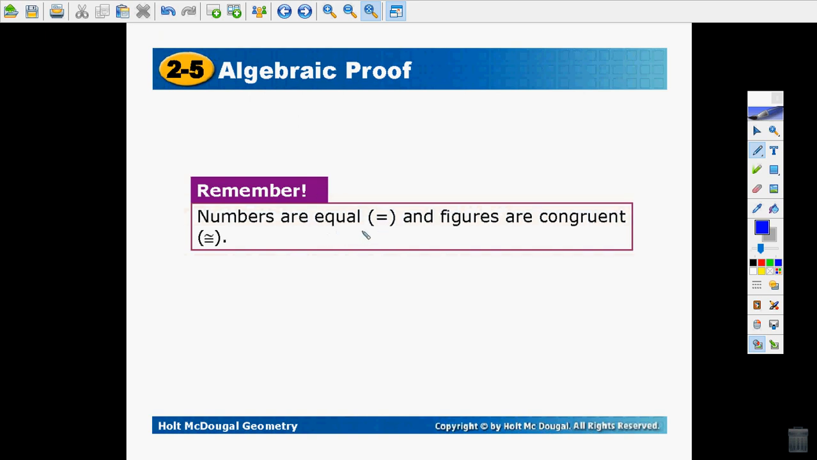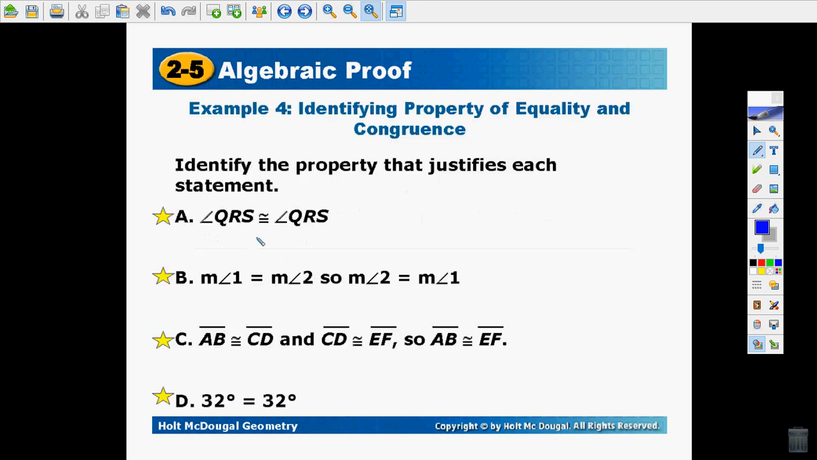Again, numbers are equal, figures are congruent. So if you're talking about lengths or angle measures, then we use the equal sign. If we're talking about segments or angles, we're using congruence. So identify the property that justifies each statement.